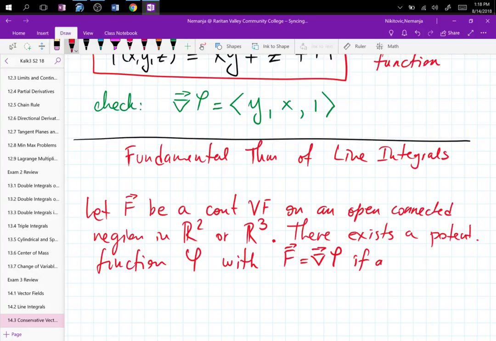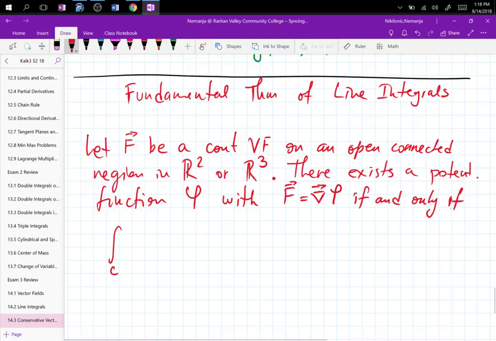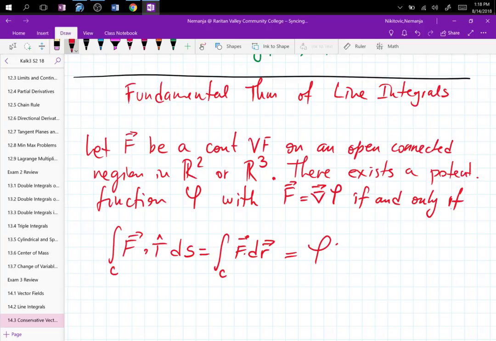If and only if the line integral of F dot T ds, this is the standard one we've seen 15 times so far, which can also be written as F dot dr, is actually phi of B minus phi of A. You don't get to do any calculus. You get to do arithmetic instead.